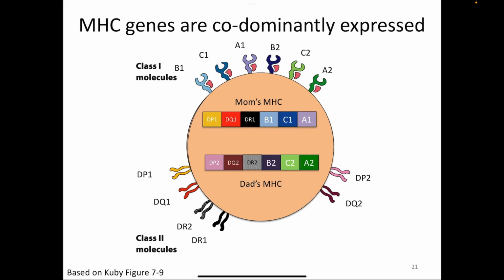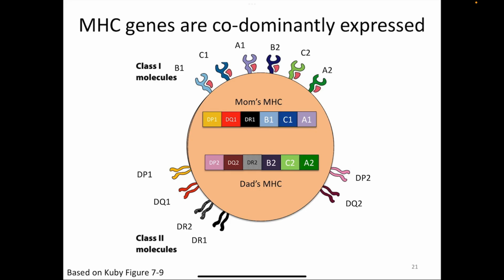Here I show it as A1 and A2, A1 coming from mom and A2 coming from dad. You've got two HLA-Bs, B1 and B2. You've got two HLA-Cs. And you've got two DPs, two DQs, two DRs. So you've actually got 6 class 1s and 6 class 2s on the surface of the cell.